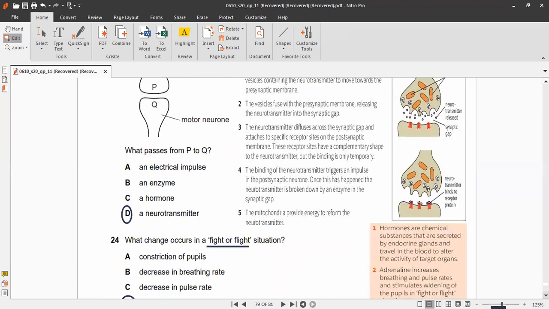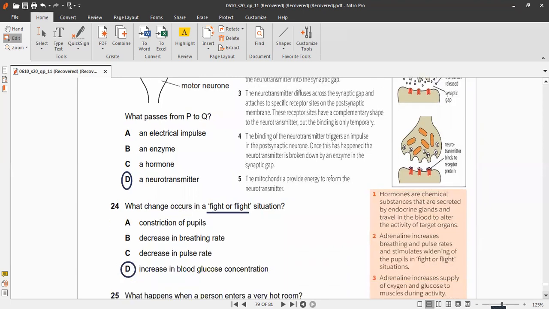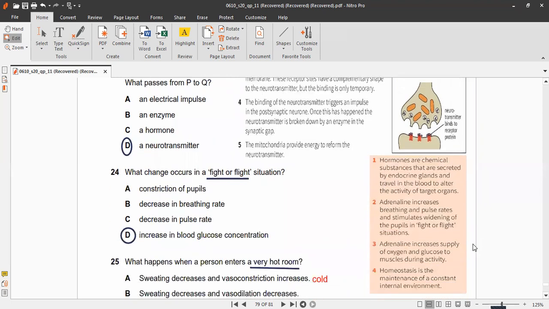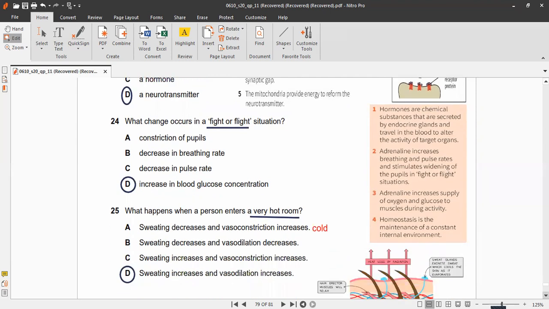What change occurs in a fight or flight situation? Here, adrenaline increases breathing and pulse rate and stimulates widening of the pupils in a fight or flight situation, and the increased supply of oxygen and glucose to muscles during activity.